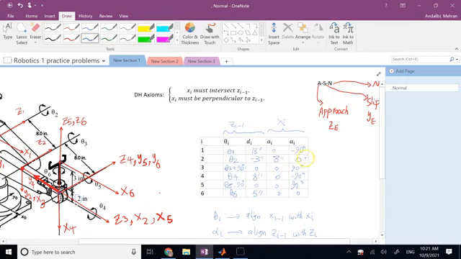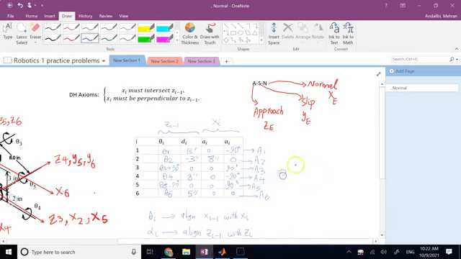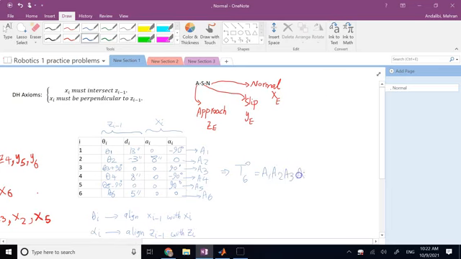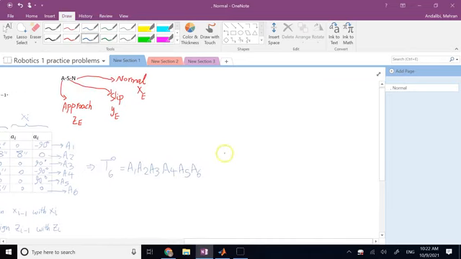If you apply second row, right, then it gives you A2. A2 is the one that takes you from frame 1 to 2 or back from 2 to 1. This one is going to give you A3. This one is going to give you A4. This one is going to give you A5. And this one is going to give you A6. And if you multiply all of these A's together, T of 6 with respect to 0 is simply the product of all of this pre-multiplication. This is going to give you what? The end effector in base, or the gripper in base here.